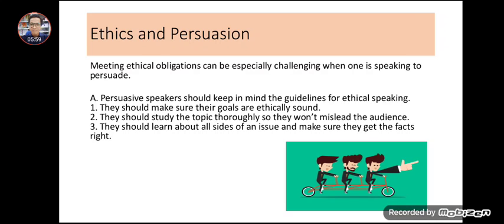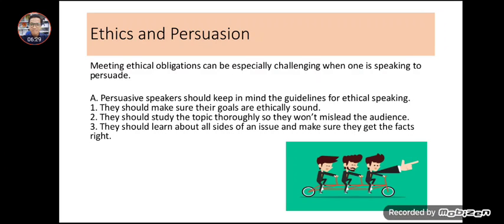Meeting ethical obligations can be especially challenging when one is speaking to persuade. So persuasive speakers should keep in mind the guidelines for ethical speaking. Number one, they should make sure their goals are ethically sound. So it means that in his or her speech, a public speaker needs to deliver the goals of his or her speech, and they should sound ethical.